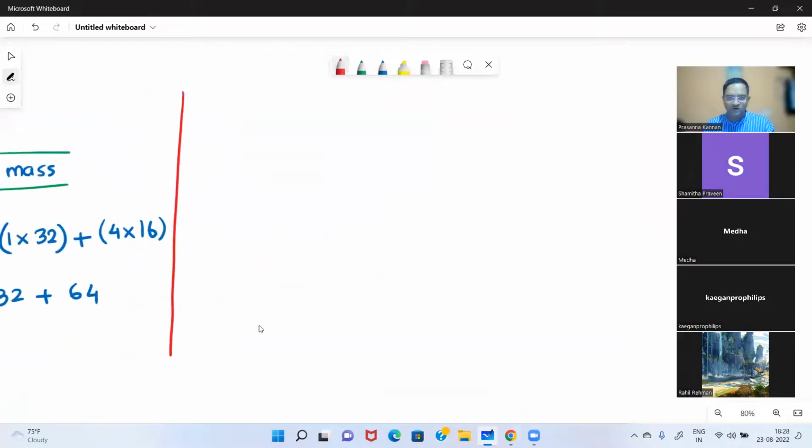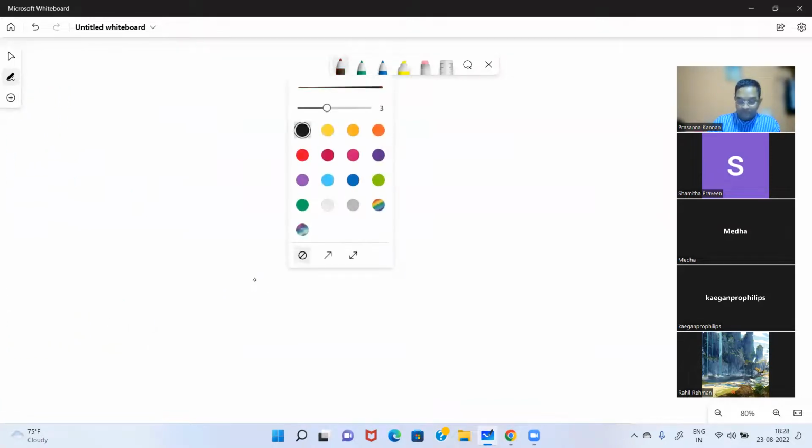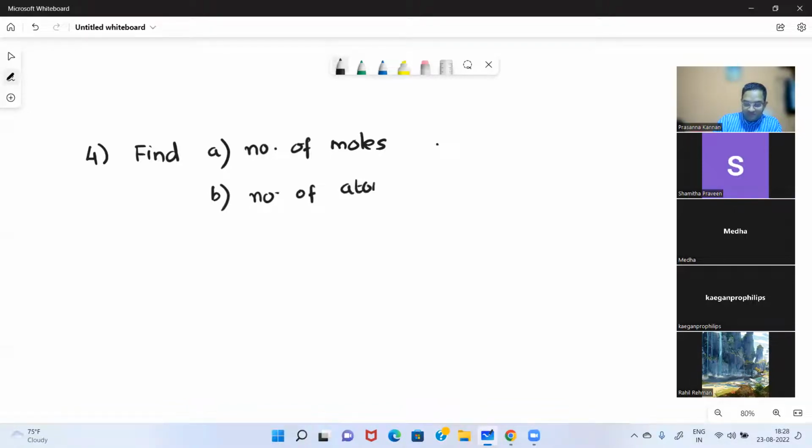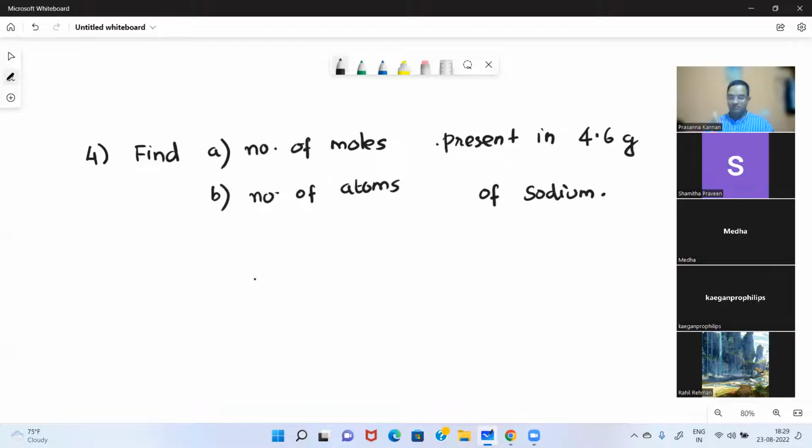Let me just explain to you through a question. So we've done 3 questions now. Let's do a 4th question. Okay. So I'll give you mass. We need to find out the number of moles. We also need to find out the number of atoms this time. Find, first one is number of moles. Second one is atoms present in 4.6 grams of sodium. That's all.